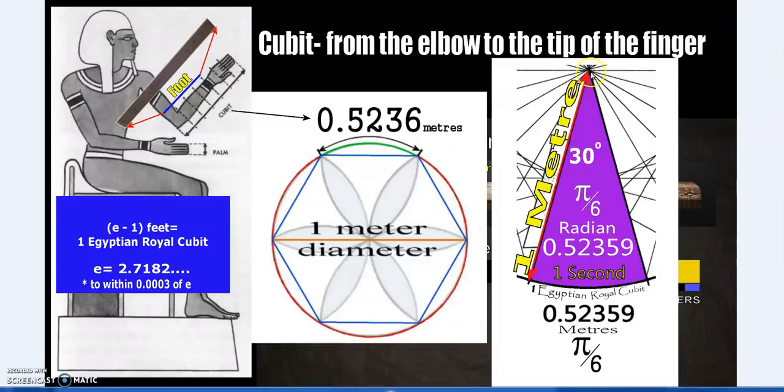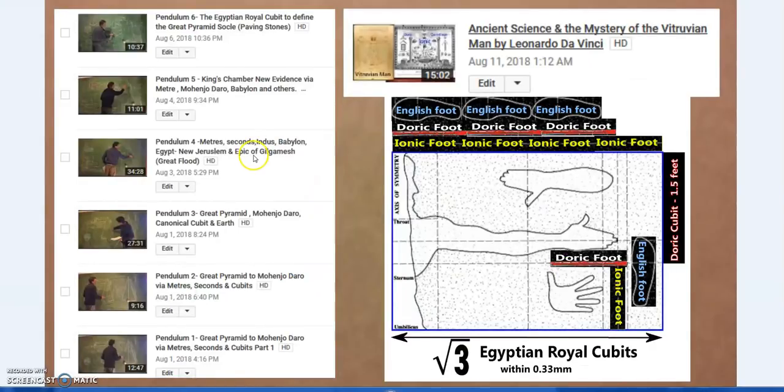But now our 1 second pendulum, the oldest, best way until quartz crystals and the most modern methods to measure a second was through a pendulum. A 1 second pendulum is 1 Egyptian royal cubit of arc. I'll put a link to a playlist, this pendulum playlist, where I go through this because it's quite a bit there. And also to this one, Mystery of Vitruvian Man, where I speak about it, and I've done it in other videos as well.